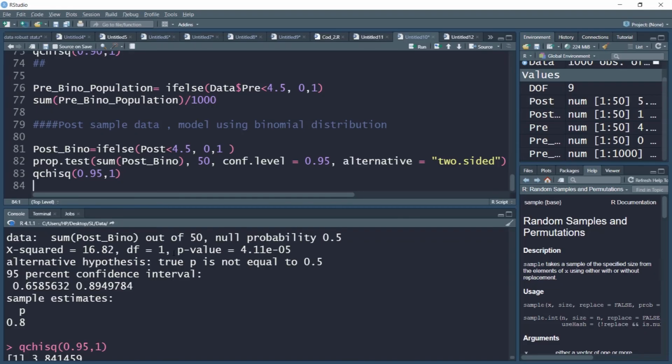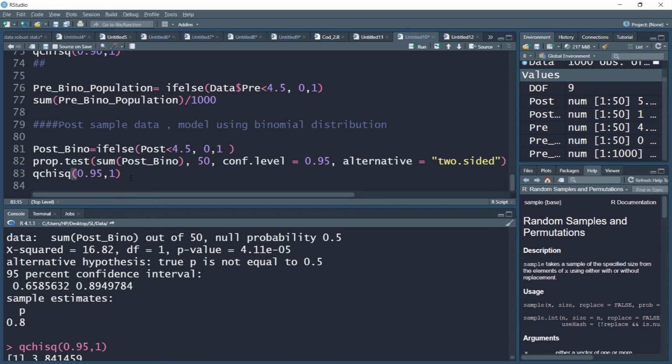We can also infer the same from our p-value, that is 4.11 e to the power minus 5, which suggests that with a lot of significance we can reject the null. That means the probability that an individual scores 0 or 1 is not 50%. It is significantly different. And some intuition is also provided that it is more than 0.5, which we can gauge from the interval. The confidence interval starts from 0.658 at the lower side and 0.894 at the higher side, and the sample estimate is 0.8. So there is some evidence suggesting that the population mean may be higher than 0.5.